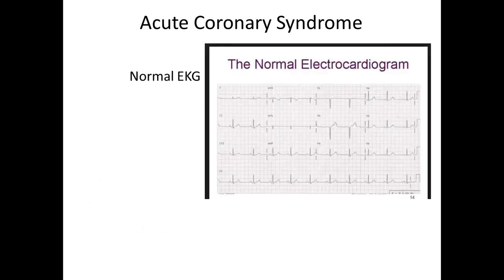Okay? So this is what a normal 12-lead ECG looks like. Everybody knows what a normal ECG looks like. P wave followed by your QRS and your T wave, and the ST segment, this portion right here, is on the same level as your PR segment. So everything is straight up. So this is a normal ECG.